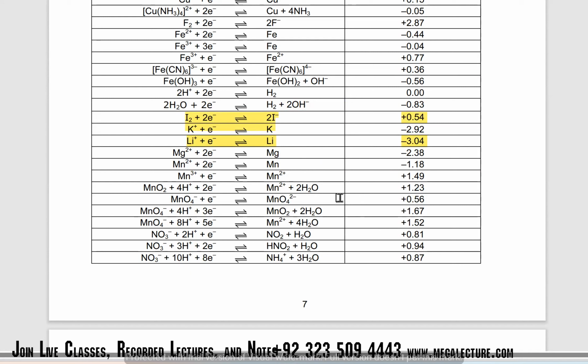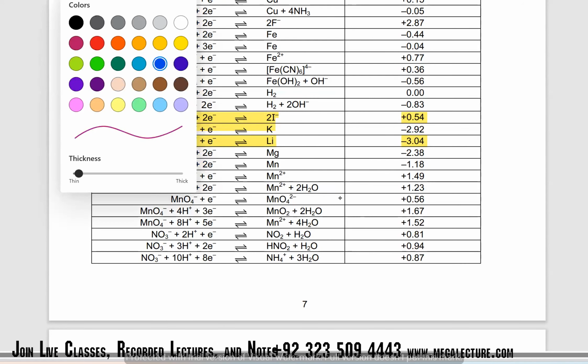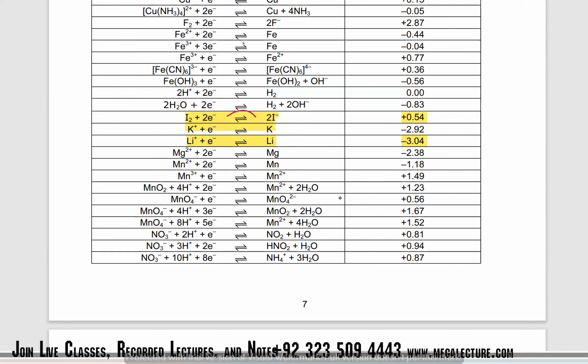That's 0.54 volts. We already know the higher potential gains electrons, the lower potential loses electrons. This is the lower potential, this is the higher potential. Iodine gets reduced, lithium gets oxidized. So there was no point in even opening the data booklet.